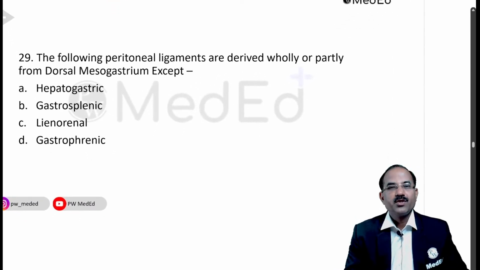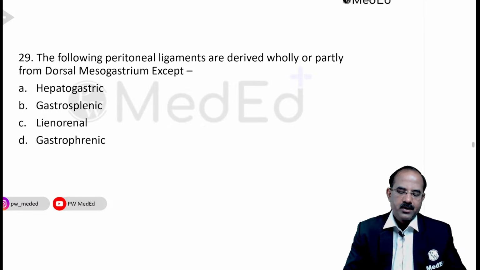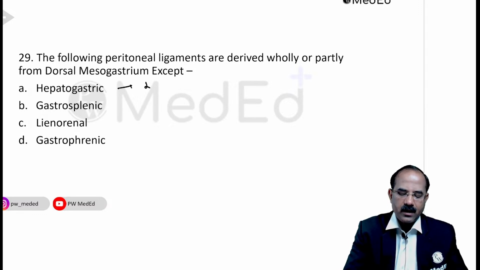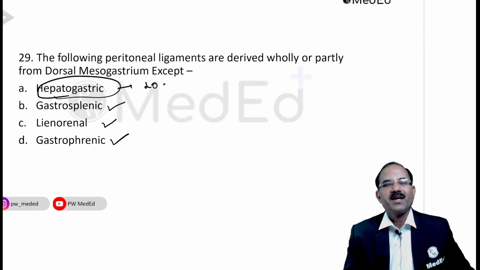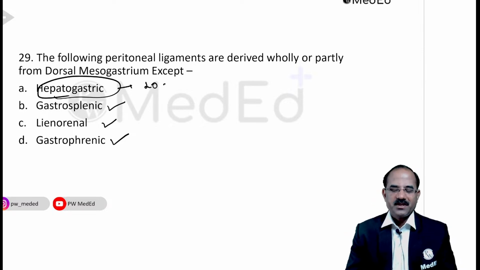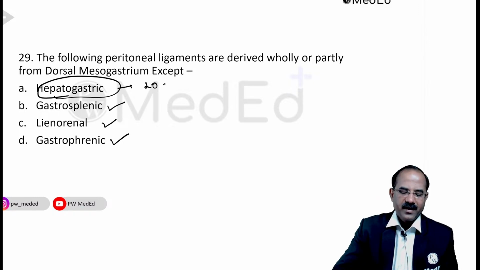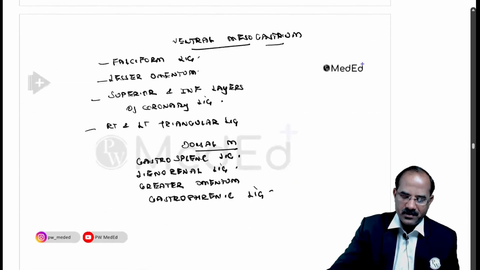What is the answer for this? The following peritoneal ligaments are derived from the dorsal mesogastrium except: hepatogastric ligament is nothing but the lesser omentum, gastrosplenic ligament, lienorenal ligament, gastrophrenic ligament. So from the dorsal mesogastrium come gastrosplenic, lienorenal, gastrophrenic. So what is not derived from the dorsal mesogastrium is the hepatogastric. And what is the hepatogastric ligament? That is the lesser omentum, which is derived from the ventral mesogastrium.